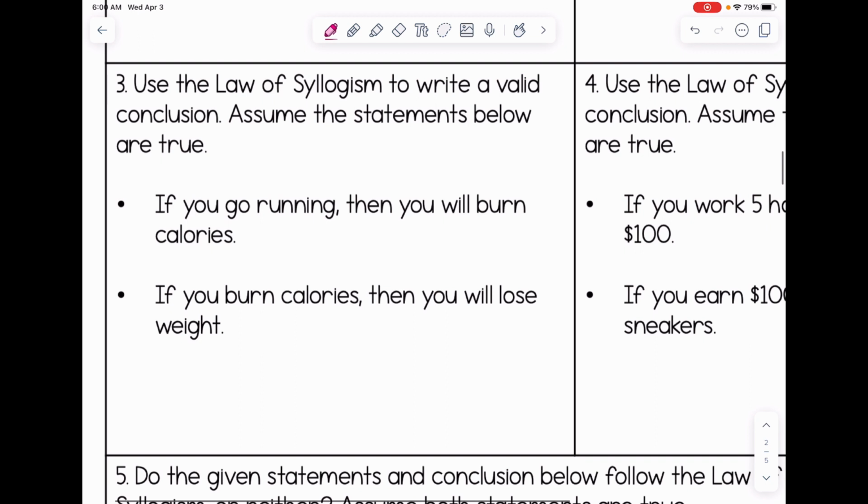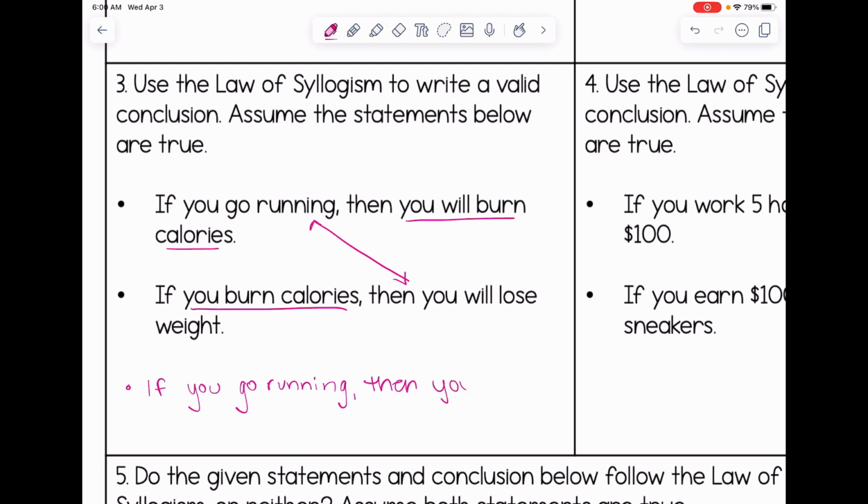Now let's take a look at some with the law of syllogism. Number 3 says to use the law of syllogism to write a valid conclusion. Assume the statements below are true. If you go running, then you will burn calories. If you burn calories, then you will lose weight. Notice how the conclusion of the first conditional and the hypothesis of the second conditional are the same thing. So we're going to make a third conditional using these two remaining pieces. So we could write as our conclusion, if you go running, then you will lose weight.